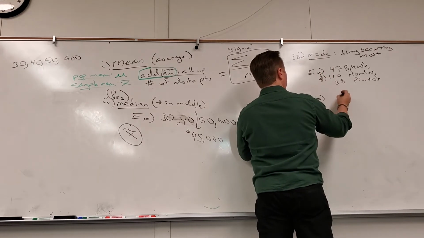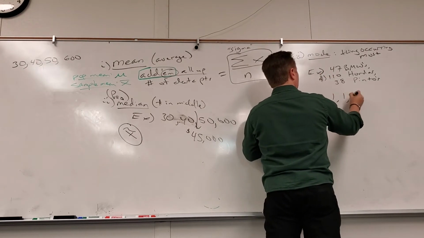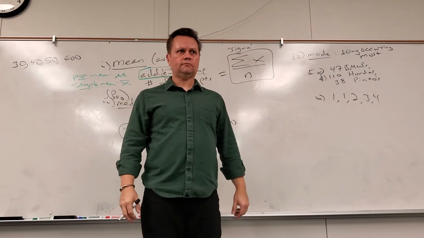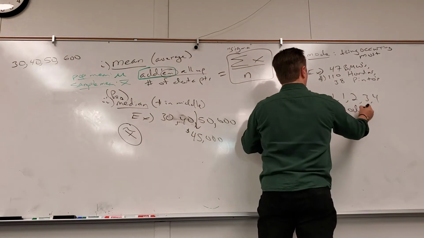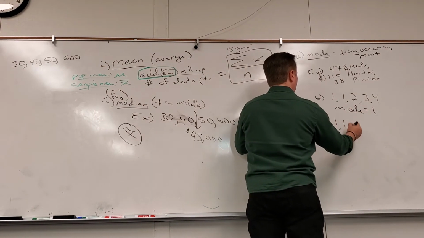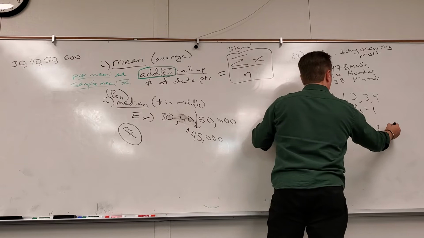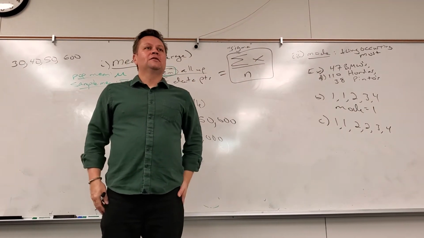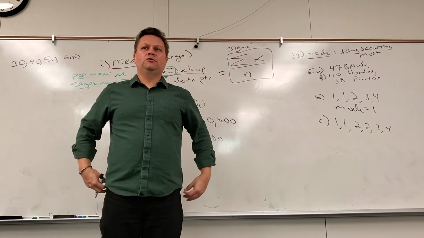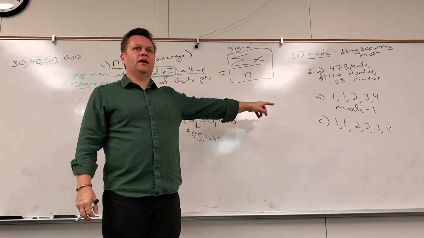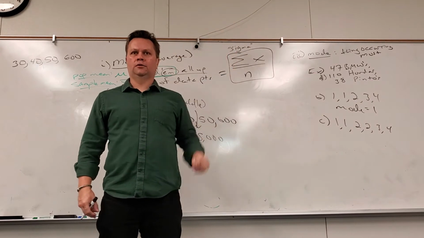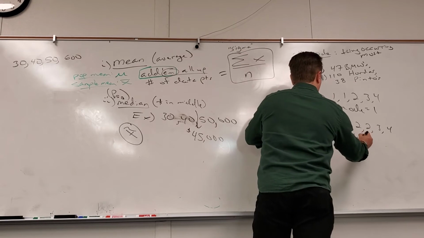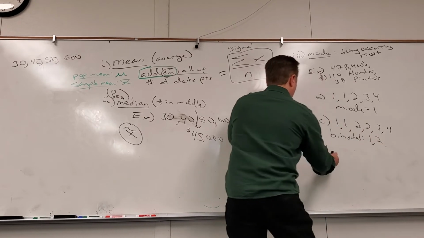What's the mode here? 1. What's the mode here? 1 and 2. Wait, so a bicycle has 2 wheels, right? So if a thing has 2 modes, it's bimodal. Bimodal. So it's bimodal, 1 and 2. What about here?